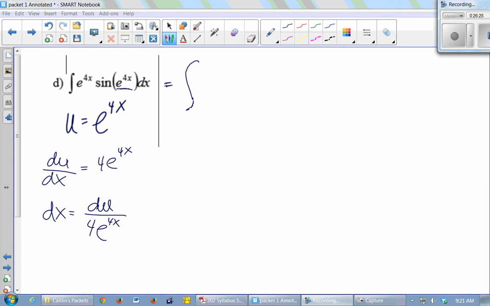Yeah, right. So which one did you do? Did you make it a u? Okay, so let's write u. And this becomes sine of u. And then dx is going to be du over 4 e to the 4x. But e to the 4x, that's u, right? So this would be over 4u.